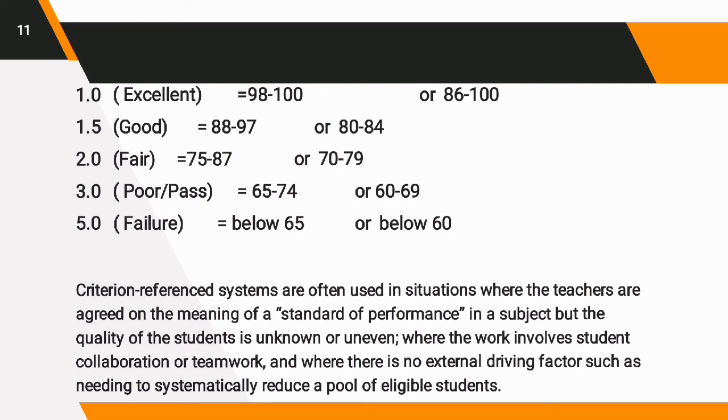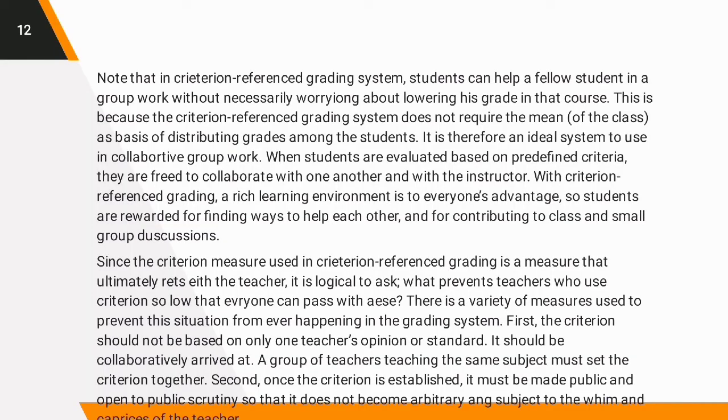Criterion reference systems are often used in situations where the teachers are agreed on the meaning of a standard of performance in a subject but the quality of the students is unknown or uneven, where the work involves student collaboration or teamwork, and where there is no external driving factor such as needing to systematically reduce a pool of eligible students. Note that in criterion reference grading systems, students can help a fellow student in group work without necessarily worrying about lowering his grade in that course.